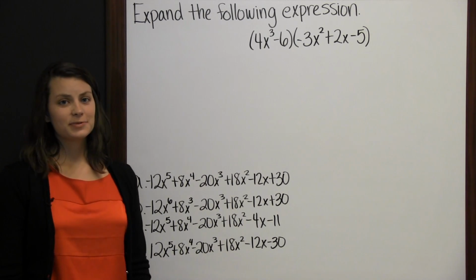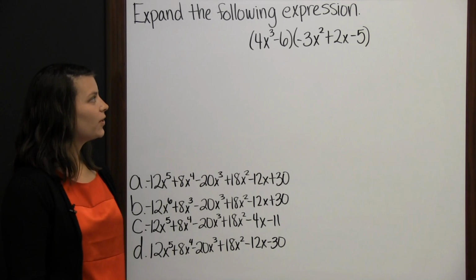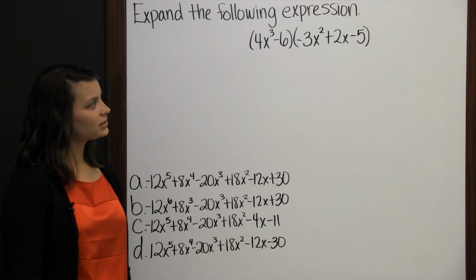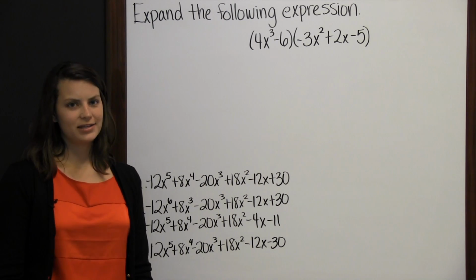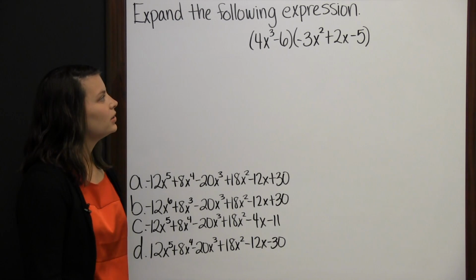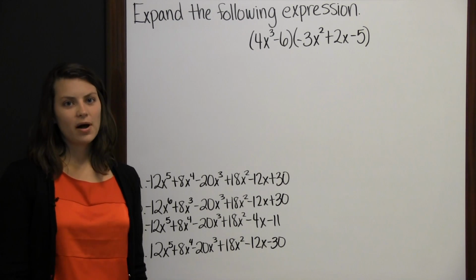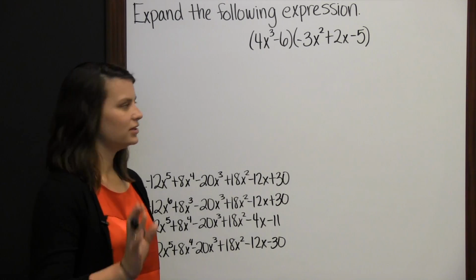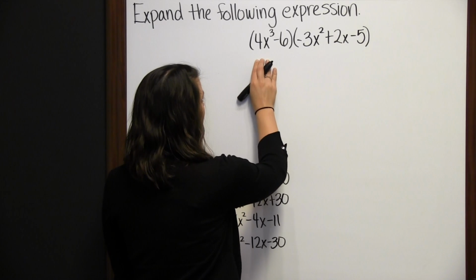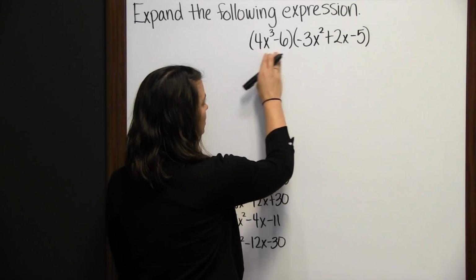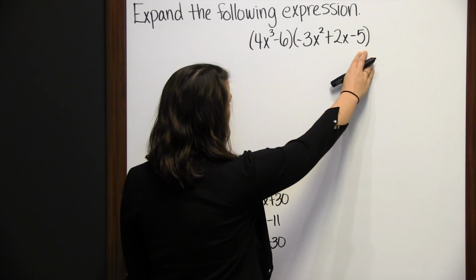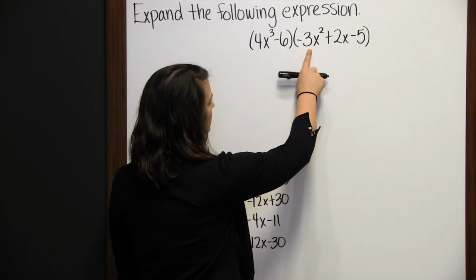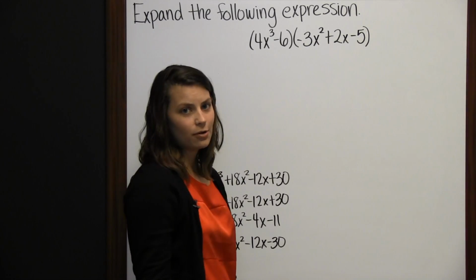Expand the following expression: the quantity 4x cubed minus 6 times the quantity negative 3x squared plus 2x minus 5. We need to multiply these two polynomials, and the best way to do that is to be very organized about it. First, I'm going to multiply 4x cubed times each one of these terms in my trinomial. Then I'm going to multiply negative 6 times each one of these terms in my trinomial.